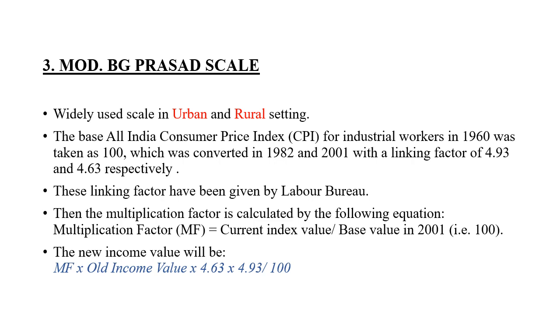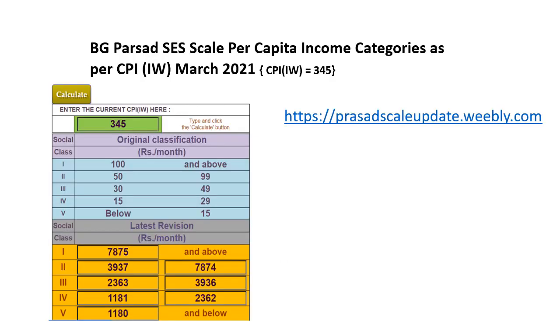So here the income which is used is per capita income, not total family income. So per capita income is calculated by dividing the total family income by number of family members. So this is the updated BG Prasad socioeconomic scale as per capita incomes.